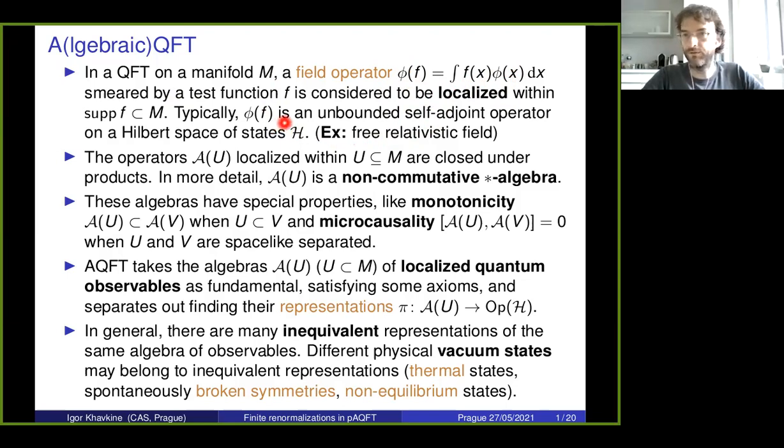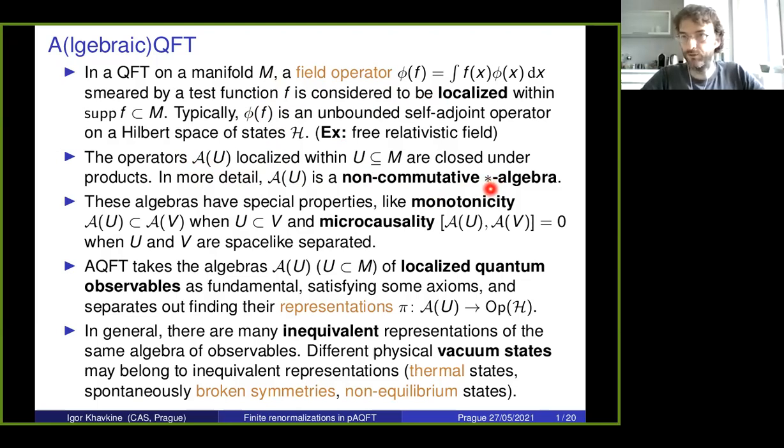Usually it's an unbounded self-adjoint operator on the Hilbert space of states, curly H. If you want to think of a concrete example, think of a free quantum field that you can construct using textbook methods. Relativistic free quantum field. All right, so we can take examples of localized observables of this type and more complicated types, and collect them by localization. You take some open subset of the space-time, then collect all observables that are localized within it. In general, this will be closed under multiplication, provided you multiply things on common domains and so on. So it's going to be an algebra, a non-commutative algebra.